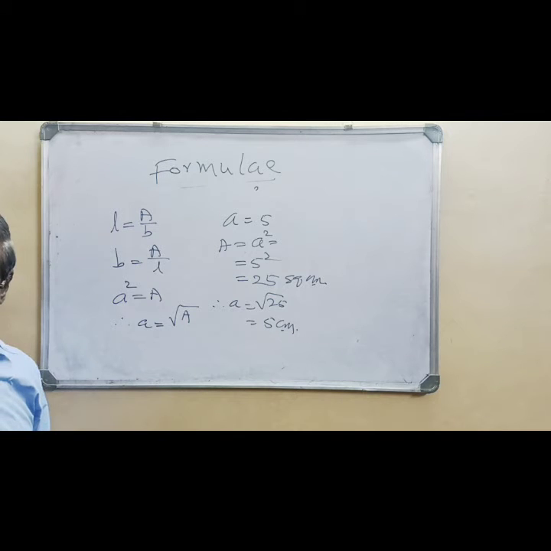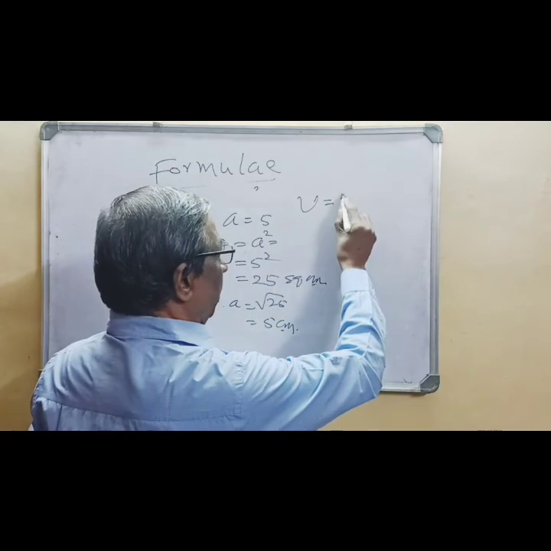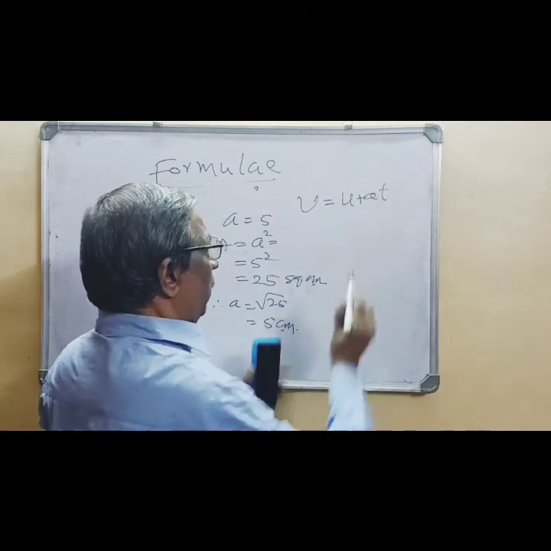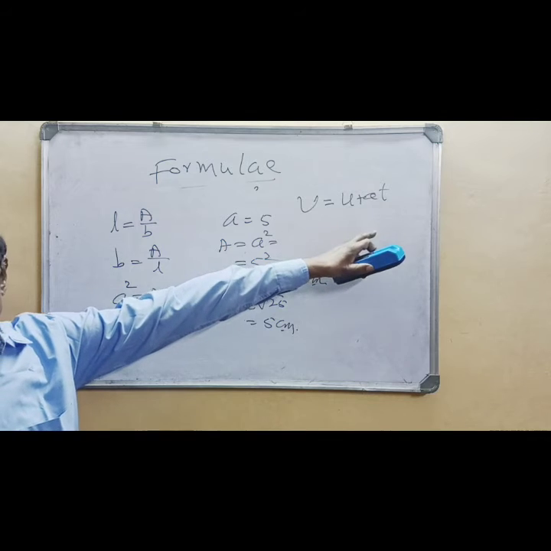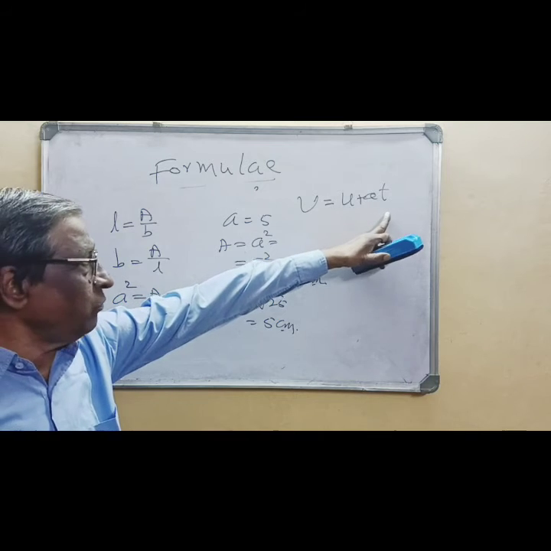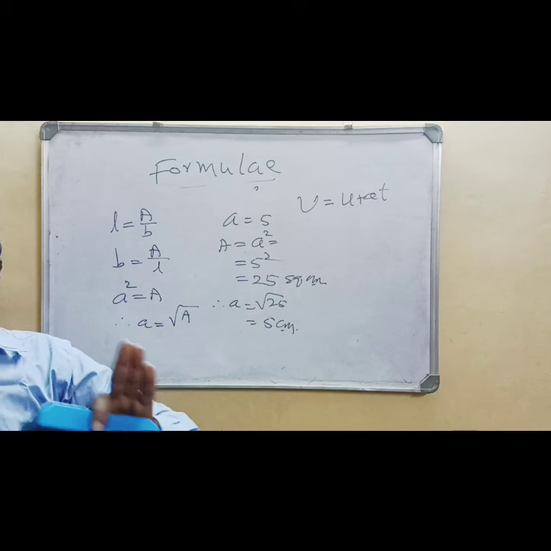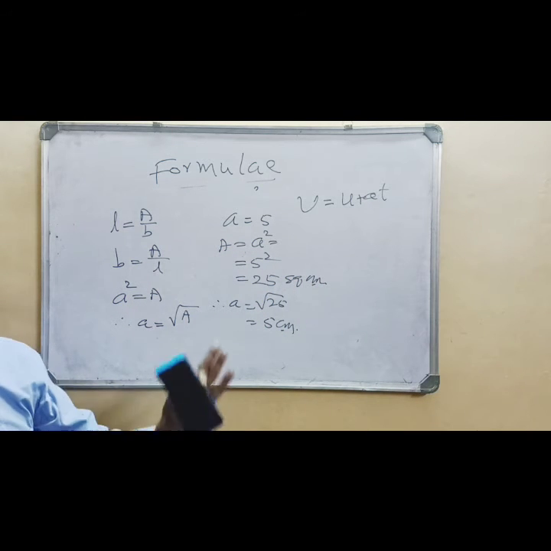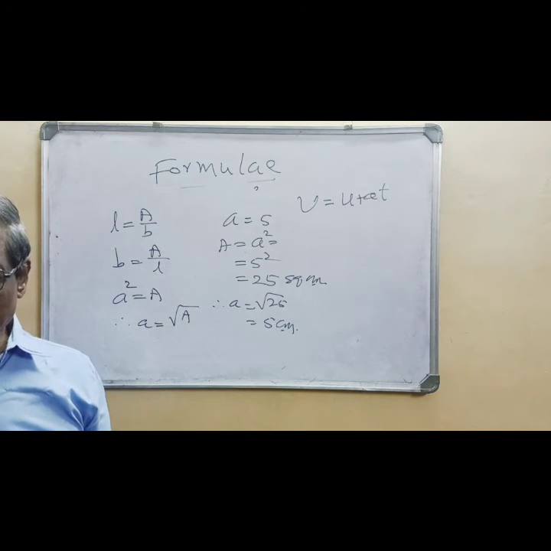There are many formulae in algebra and trigonometry, even chemistry, physics, especially in physics. If I write here, V, velocity, is equal to U plus AT, where V is the final velocity, U is the initial velocity, A is acceleration, T is the time. If you know initial velocity, acceleration, time, you will find that. How many terms, actually variables? V, U, A, T, there are 4. Out of 4, if you know 3, you can find the fourth one. This is how formulae help us to solve problems quickly.